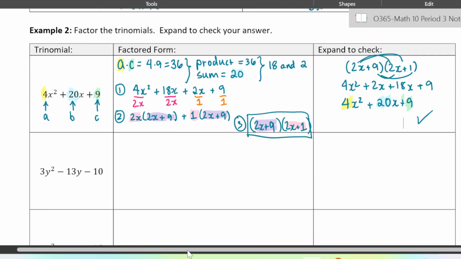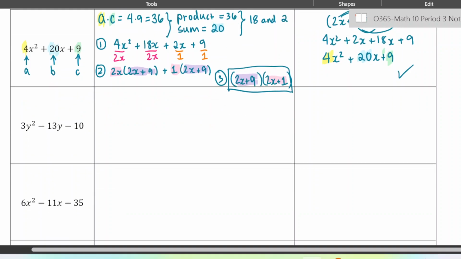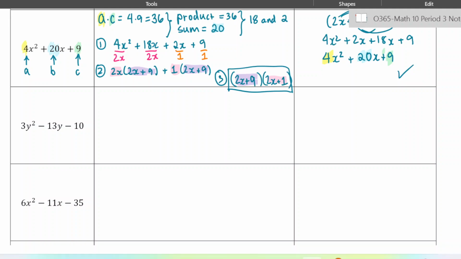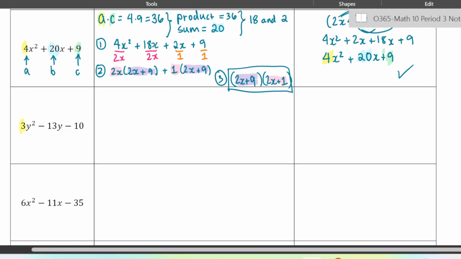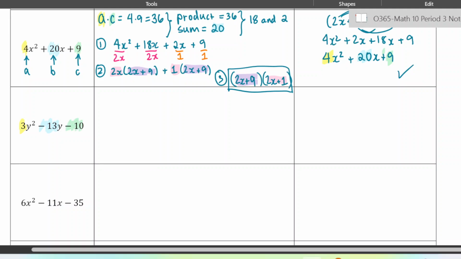Okay, let's do the next example here. This one is a little bit different just because it involves some negative numbers, but the process will be the exact same. So we'll have those same 3 steps and the same puzzle that we're solving. So a reminder here, the A is going to be 3, the B is going to be negative 13, and the C is going to be negative 10.